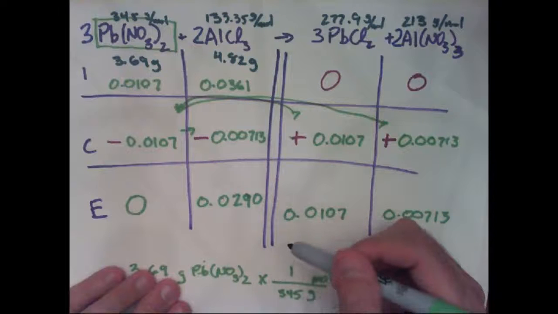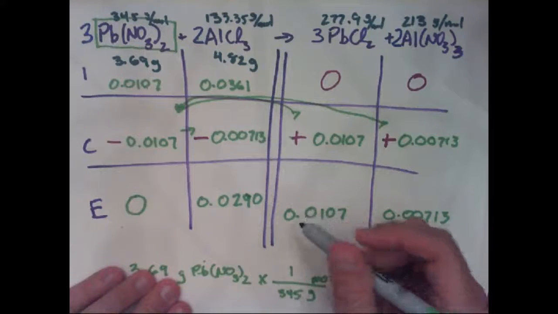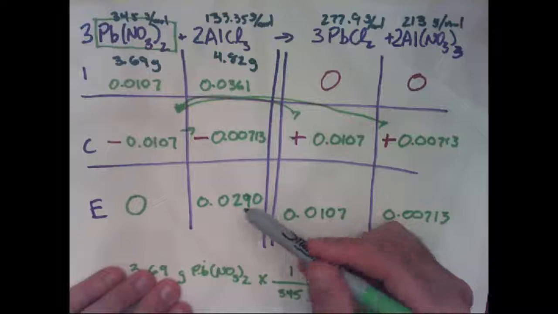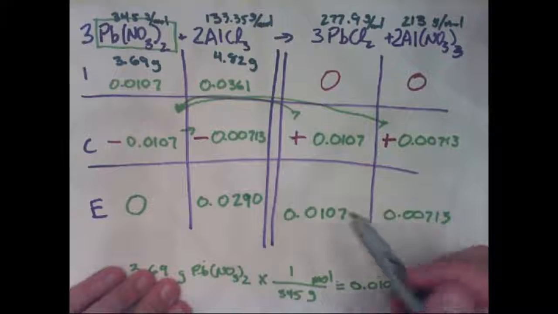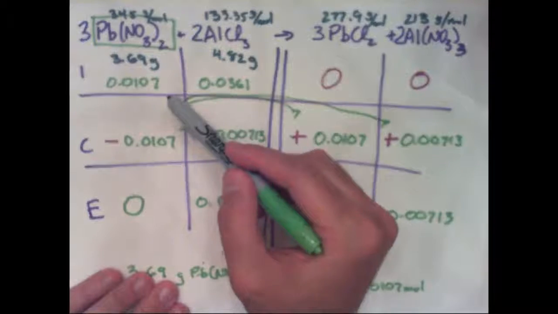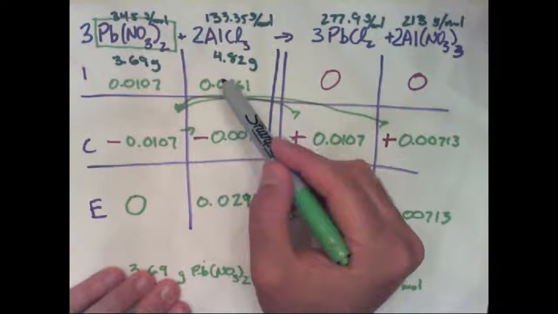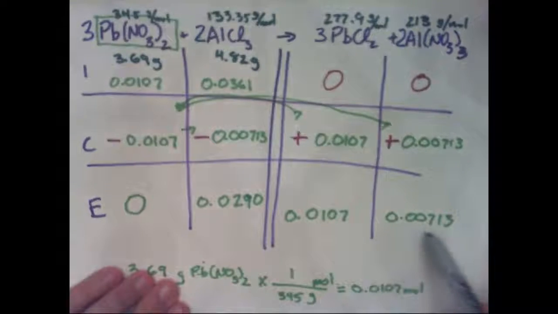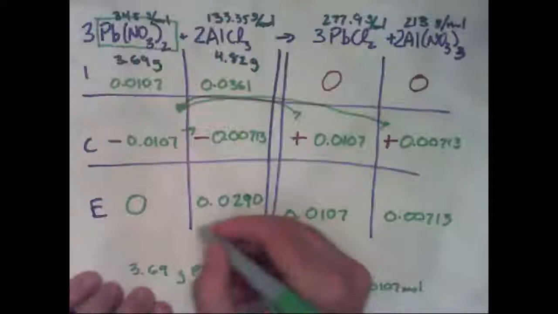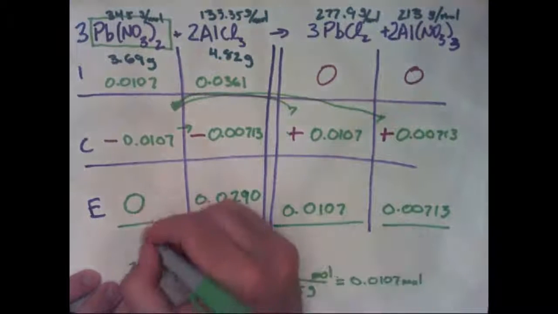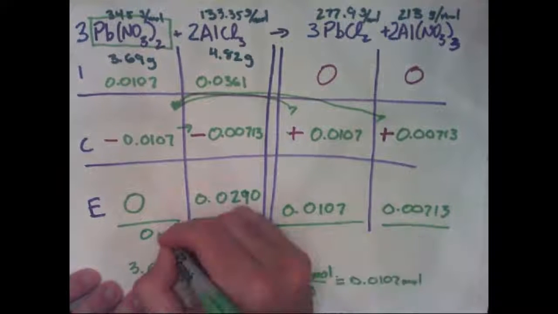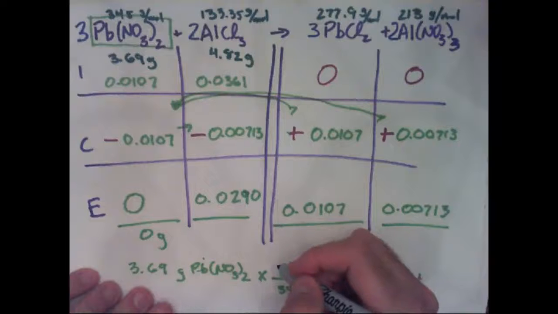Now it's just a matter of converting back to grams. The problem asked, how many grams of everything do you have? We've determined the limiting reagent, we've determined how many initial number of moles we have, and then we've determined how many moles of product we have. Now we need to determine how many grams of leftover stuff. Now this one is obviously going to be 0 grams. I'll do that one in my head.